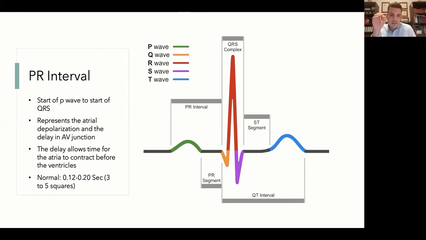Because this delay will allow time for the atria to contract before the ventricles. And this makes sense because you cannot have atria and the ventricles contract at the same time. You need the atria to depolarize and contract first in order for the blood to pass from the atria to the ventricles and from the left ventricle to the rest of the body in the periphery. Okay, so the normal PR interval will be from 0.12 to 0.2 seconds. So in the ECG paper, this will be from 3 to 5 squares.